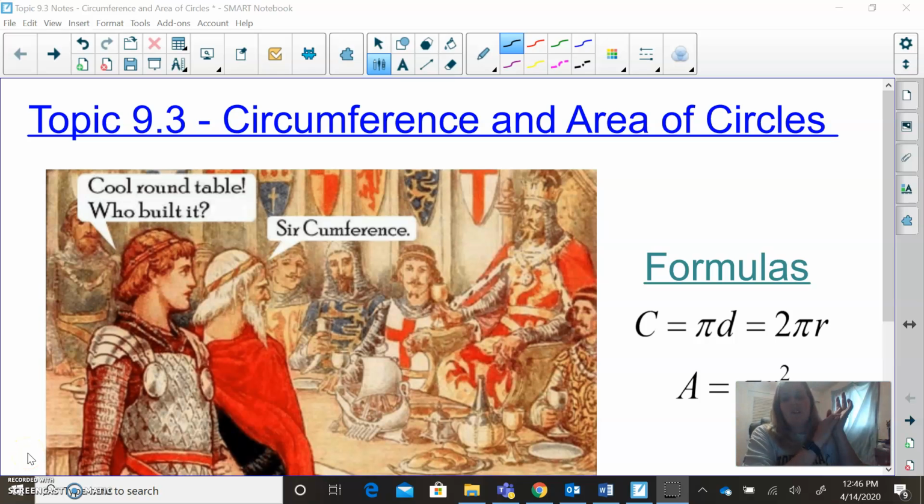So we are going to learn about topic 9.3, which is circumference and area of circles. Some of this might be review for some of you, and some of this might be brand new, and that's okay, and that's what I'm here for, and I'm glad I get to teach you something new.